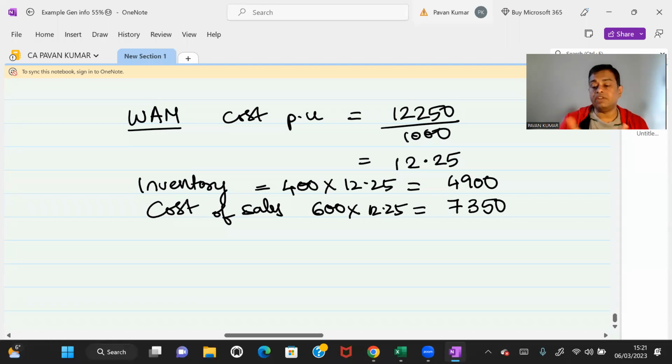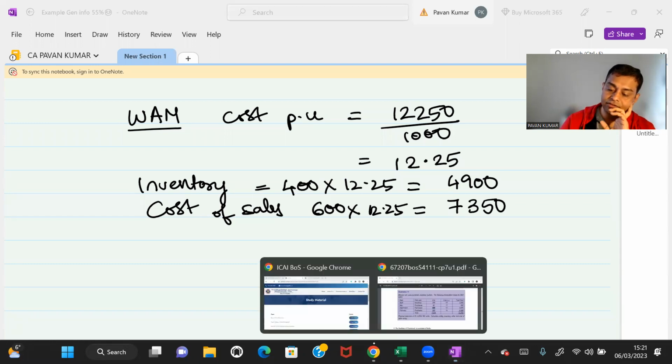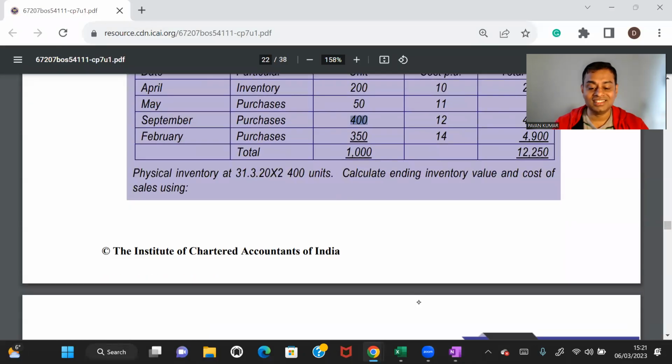They asked you to calculate inventory value and cost of sales if you use FIFO and if you use weighted average. Simple question. We don't need to spend more time on this. Can we go to the next question? Wasting time on this kind of thing is a sin.